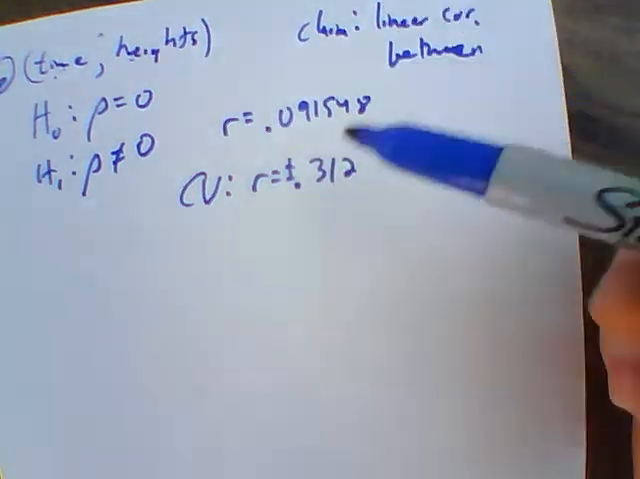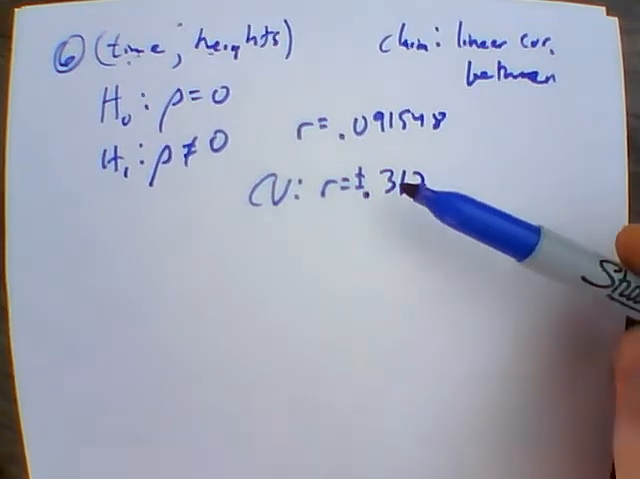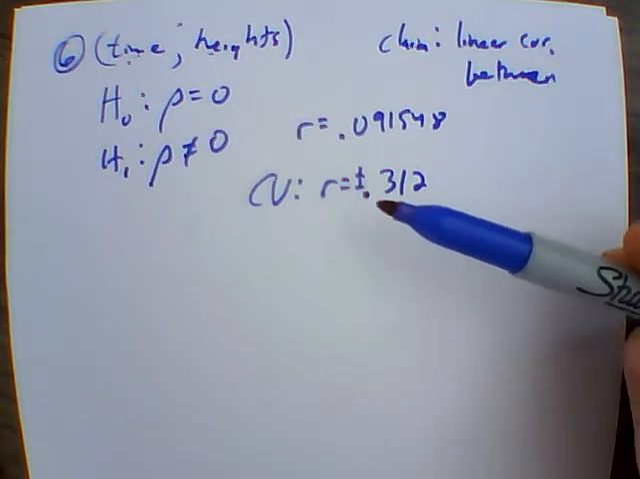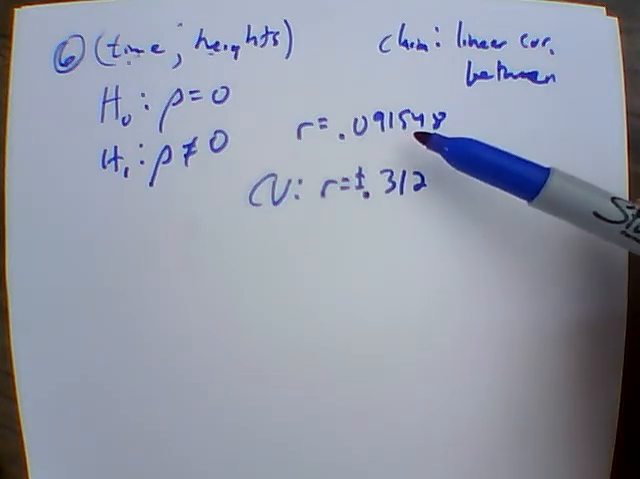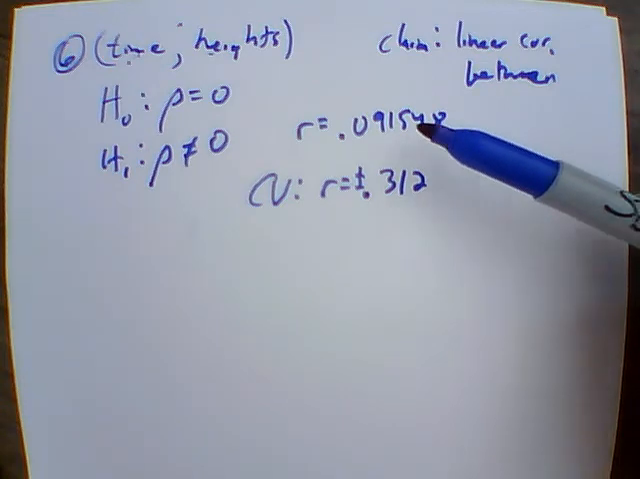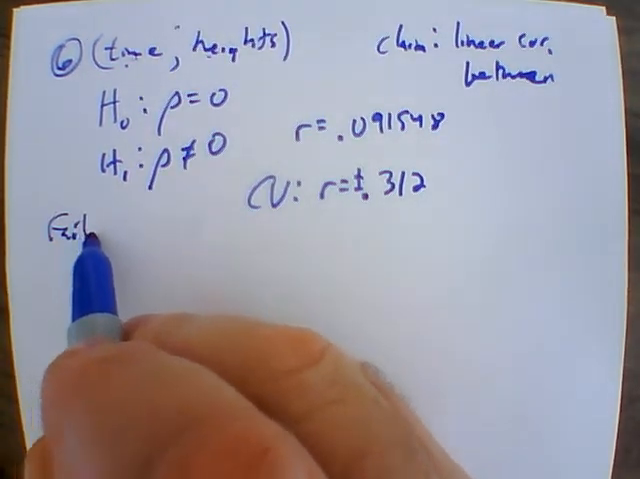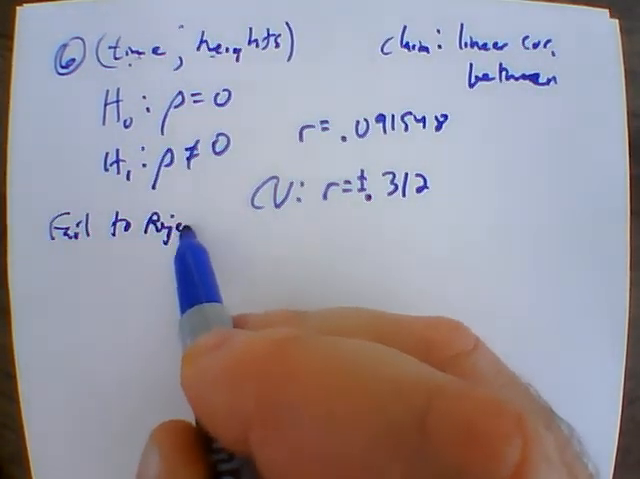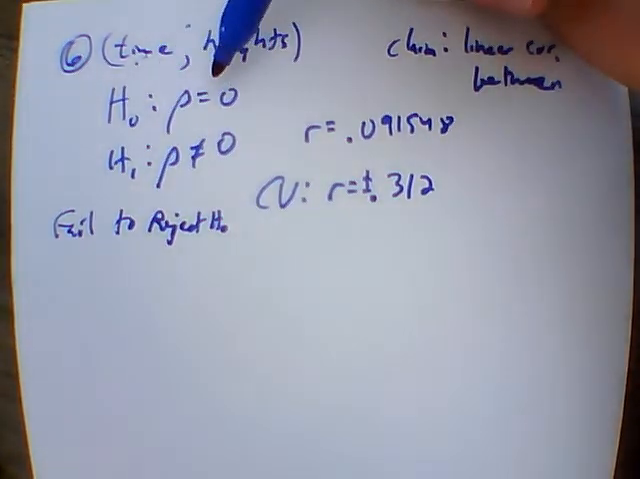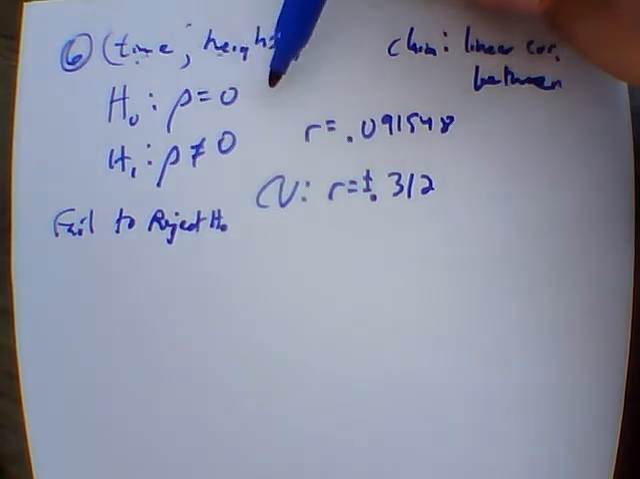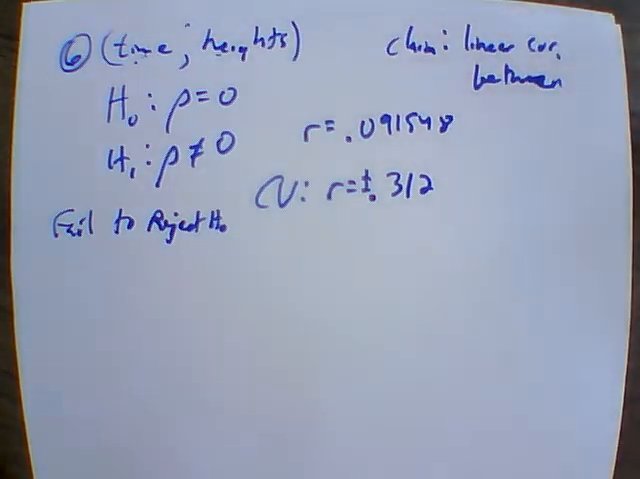So our critical value R equals plus or minus 0.312. The reason why I did plus or minus is, once again, we could have a positive correlation or a negative correlation, depending upon what's going on with the correlation itself. As we see here, our test value for R is smaller than the critical value, so it's not in our critical region. So we fail to reject our null hypothesis. Remember, if we fail to reject this null hypothesis, this is saying that there is no linear correlation.